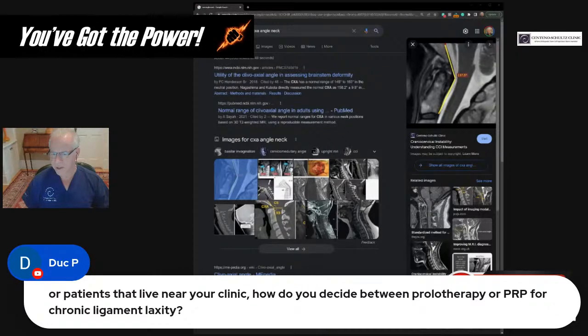On patients that live near your clinic, how do you decide between prolotherapy or PRP for chronic ligament laxity? A lot of that is going to be how much ligament laxity we have. If we've got just a mildly lax ligament, then we'll just hit it with a little prolo, usually while we're just in the office, if that can be done. Sometimes it can't be, and we'll have to take it to a procedure room. If there's more instability, then PRP, and if there's even more instability, then bone marrow concentrate. So that's how we make that decision.